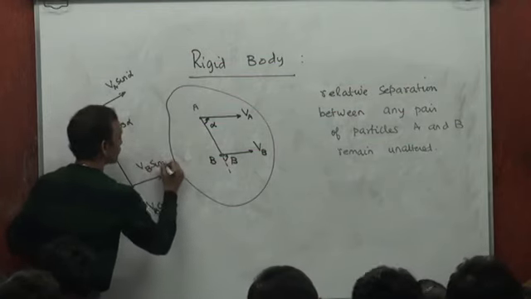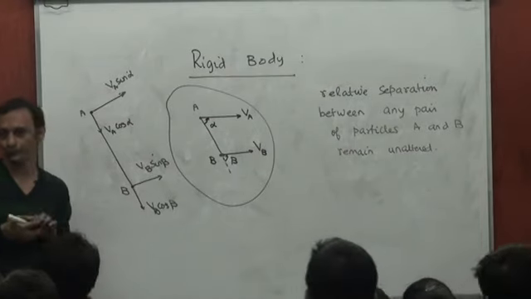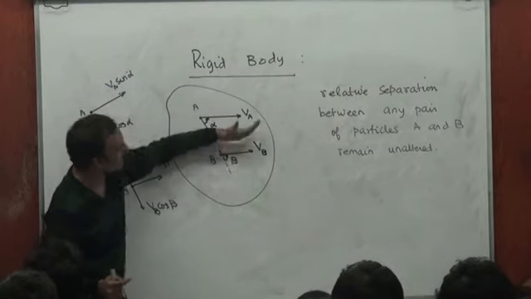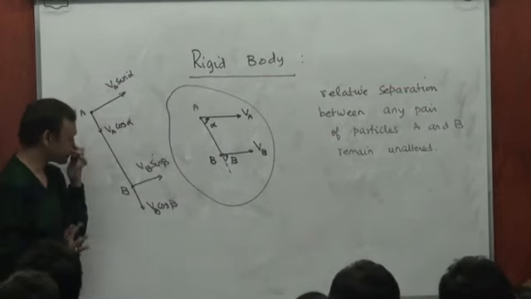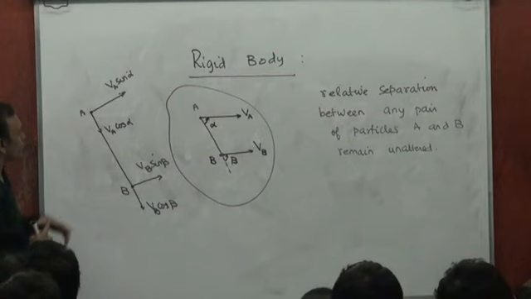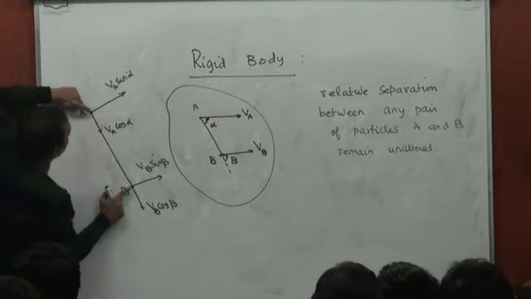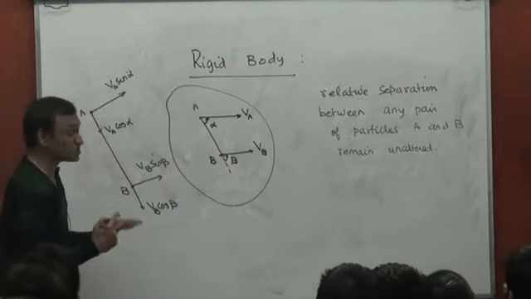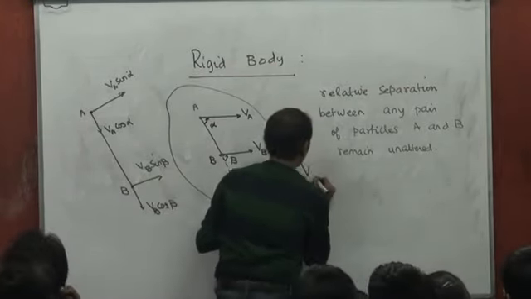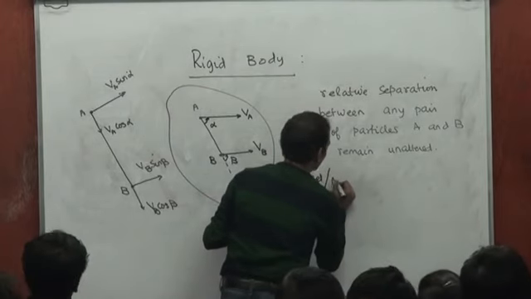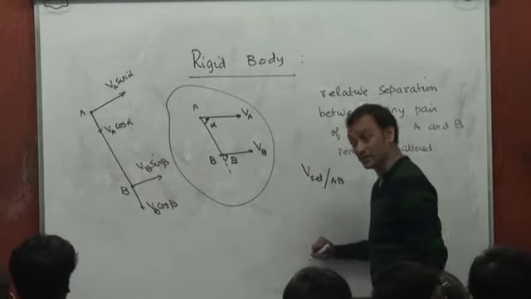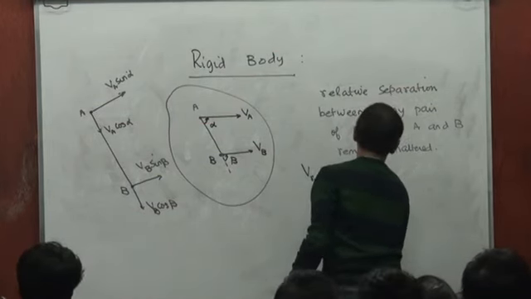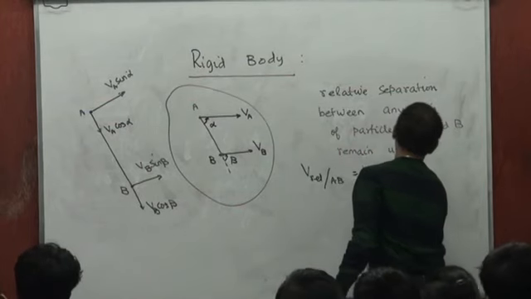Yes or no? Resolving their velocities along AB and perpendicular to AB, this is what you get. Now, their relative velocity along AB is what? VA cos alpha minus VB cos beta, yes or no? Right? Their relative velocity along the line joining A and B is VA cos alpha minus VB cos beta.